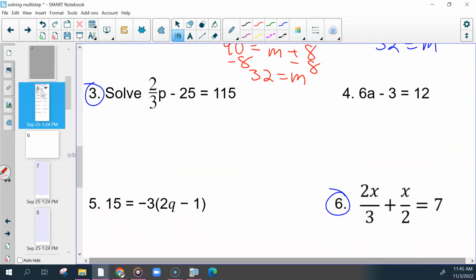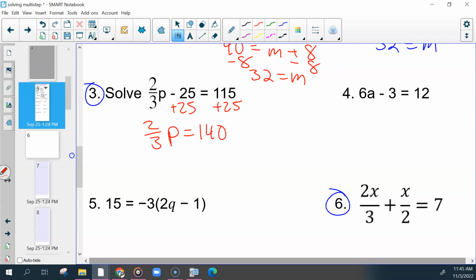Let's look at 3. What would be our first step? Go ahead, Victoria. Addition. What are we adding? So that would give us 2 over 3p equals 140. And then to get p by itself, what would we do? Go ahead, Victoria.